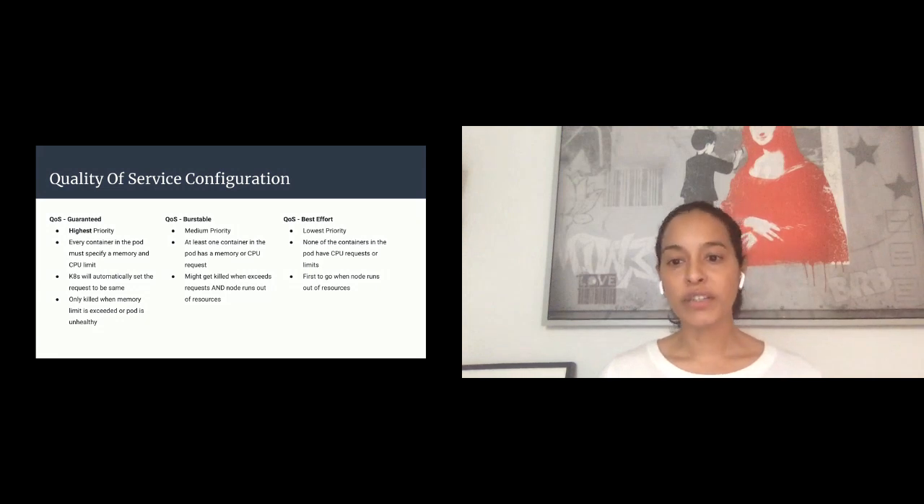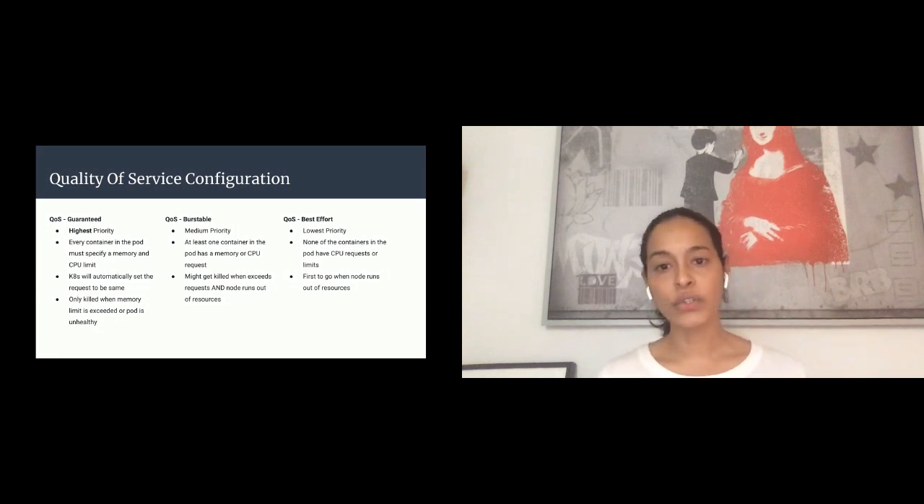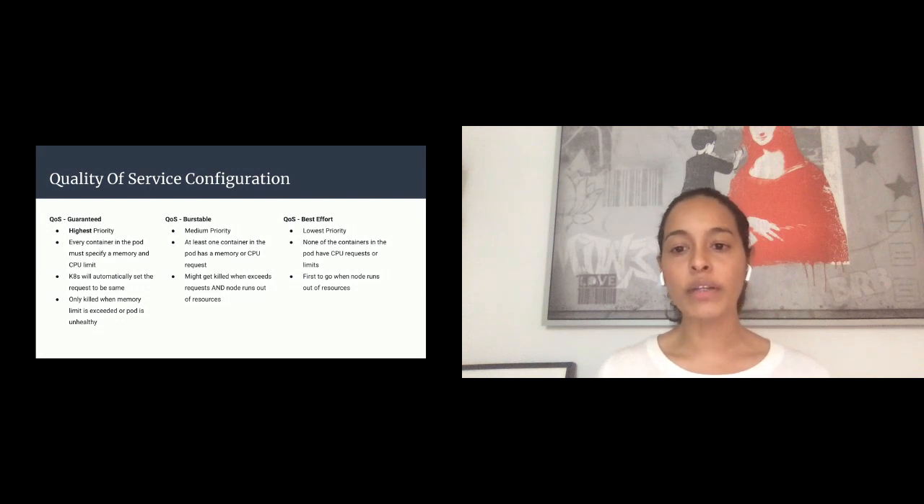And finally, there is best effort. Best effort is the lowest priority. None of the containers have any CPU or memory requests or limits specified, and they're the first to go when the node is running out of resources.